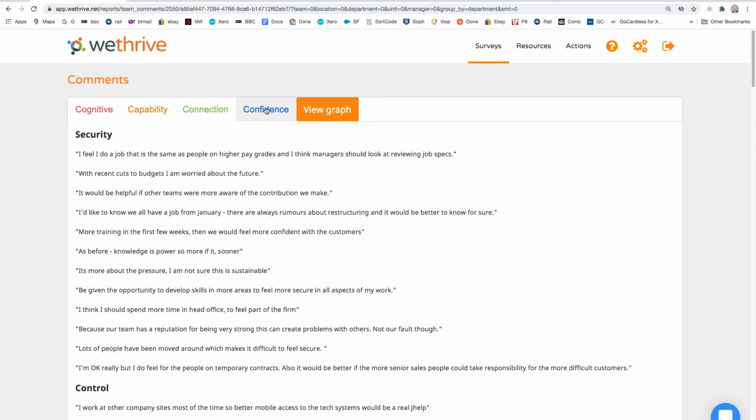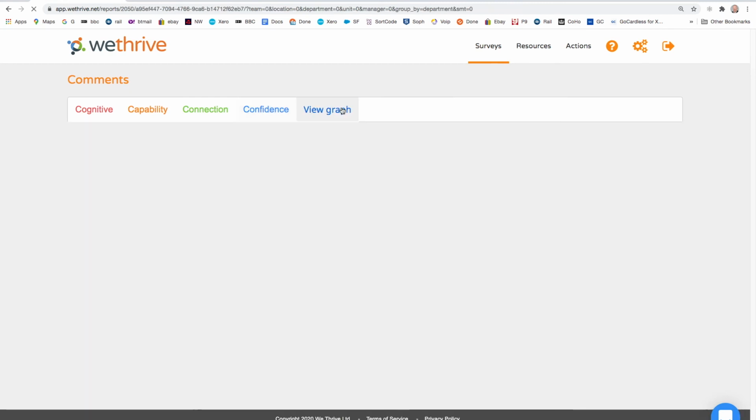You can use the team comments to get some context as to why certain areas have scored low, and they can provide some constructive feedback on where improvements can be made. You will, by the way, if there are fewer than 4 people in the particular group that's been filtered to, you won't see any team comments at all. That's just to preserve anonymity.